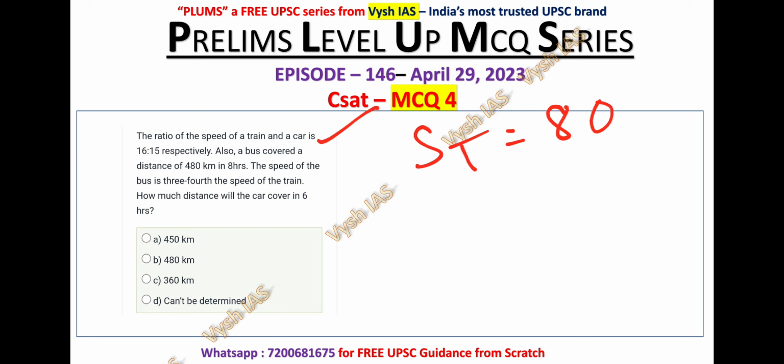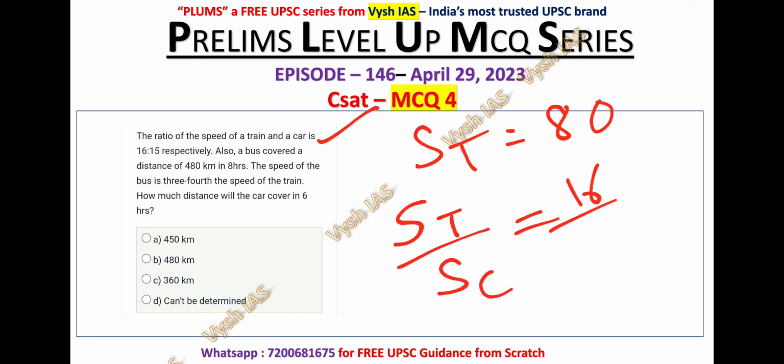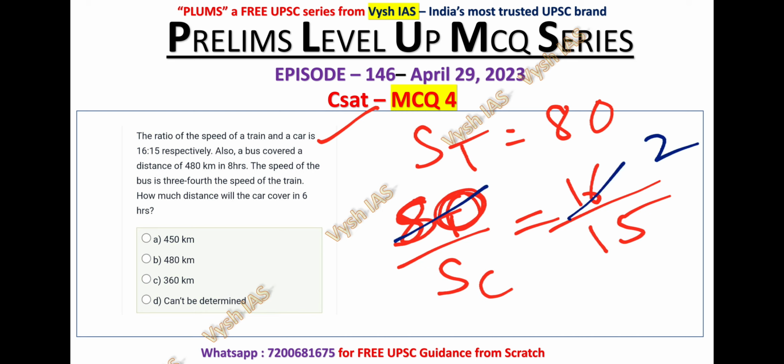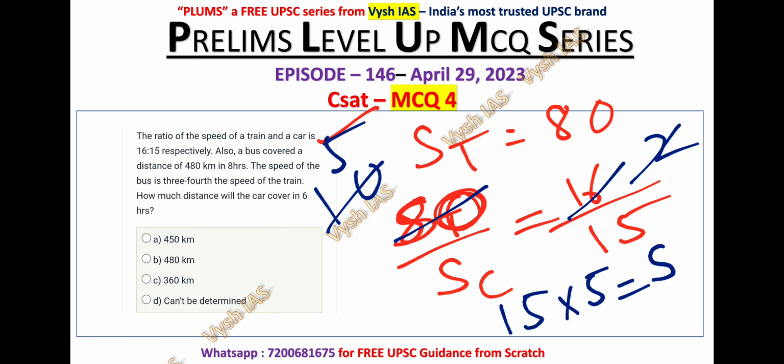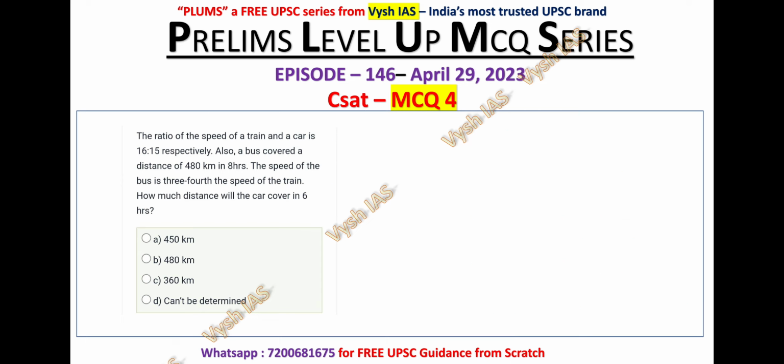What we have got is the speed of the train as 80. In the initial statement, they have given that the ratio of the speed of the train to the speed of the car is 16:15. So we substitute the speed of the train value as 80 here, and now let's solve this equation. 8 2s are 16, 8 1s are 8, 2 1s are 2, 5s are 15. So 15 into 5 is the speed of the car.